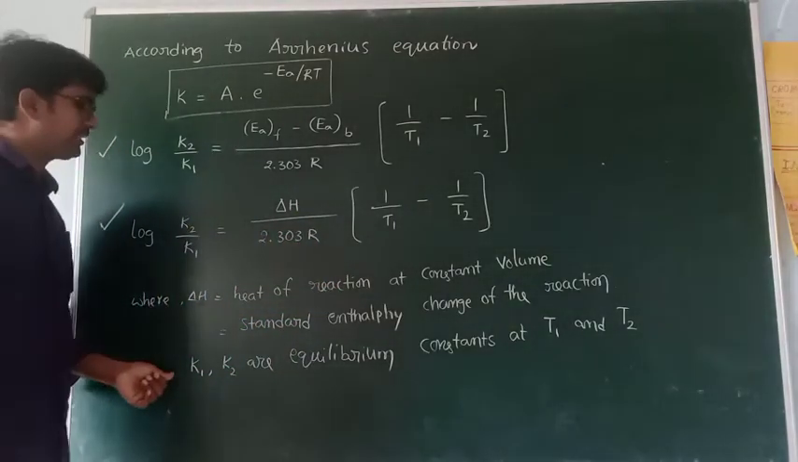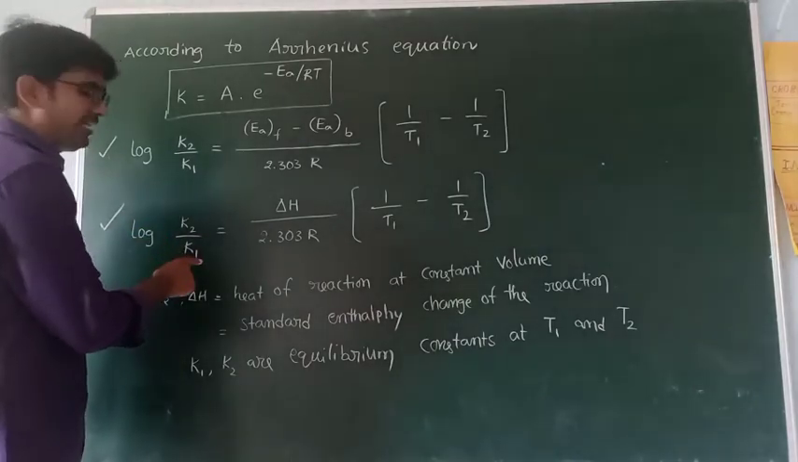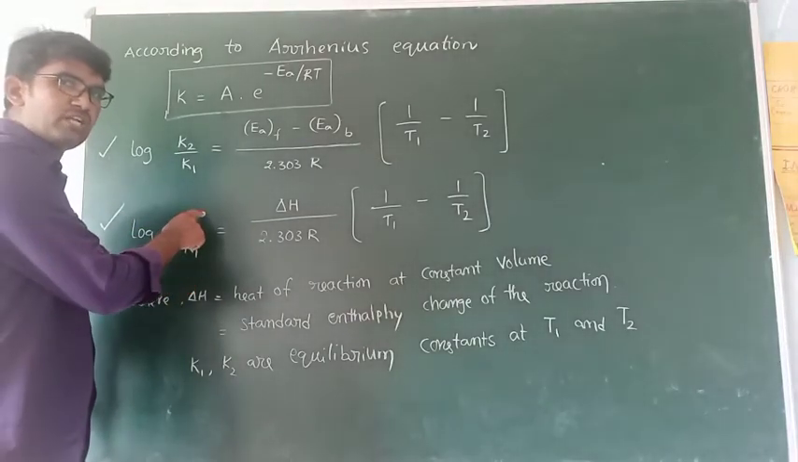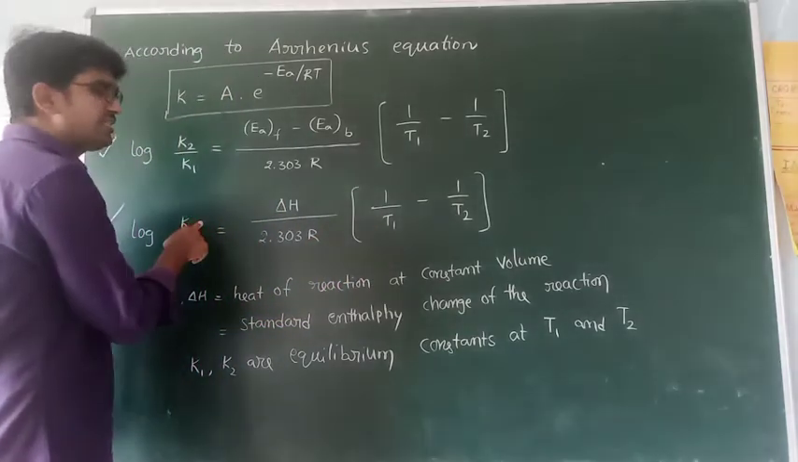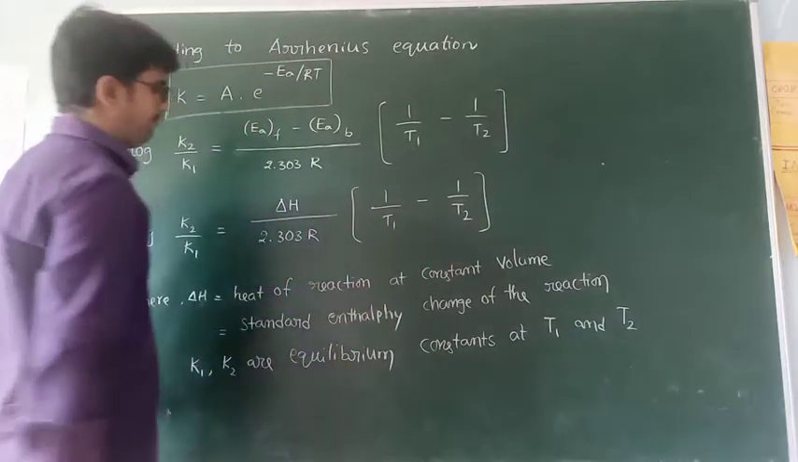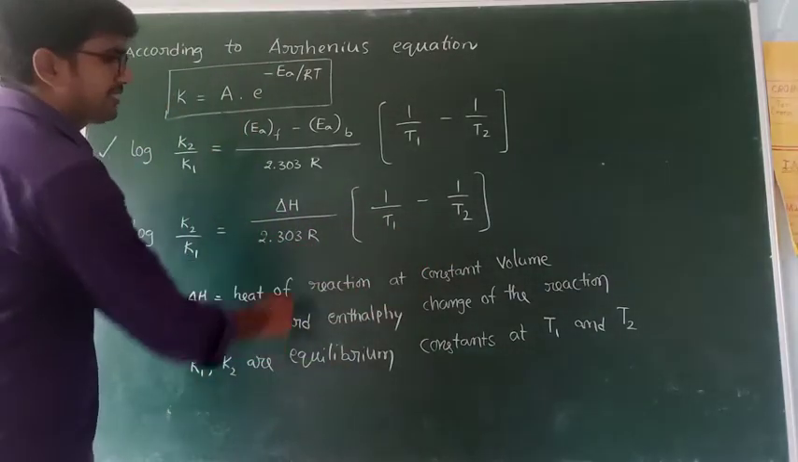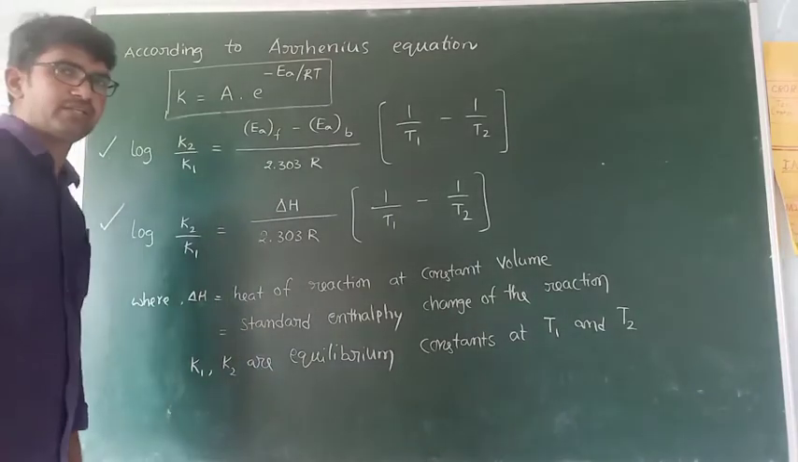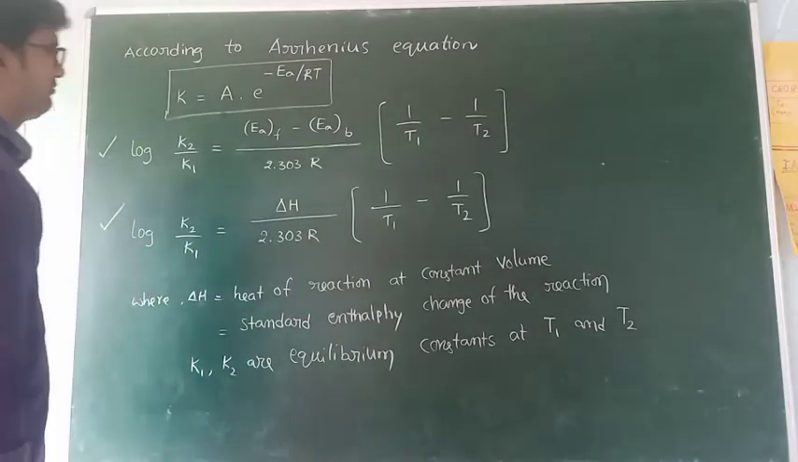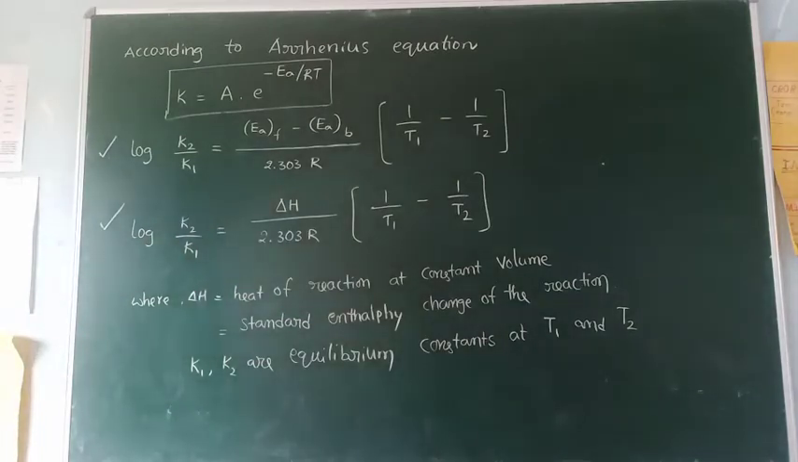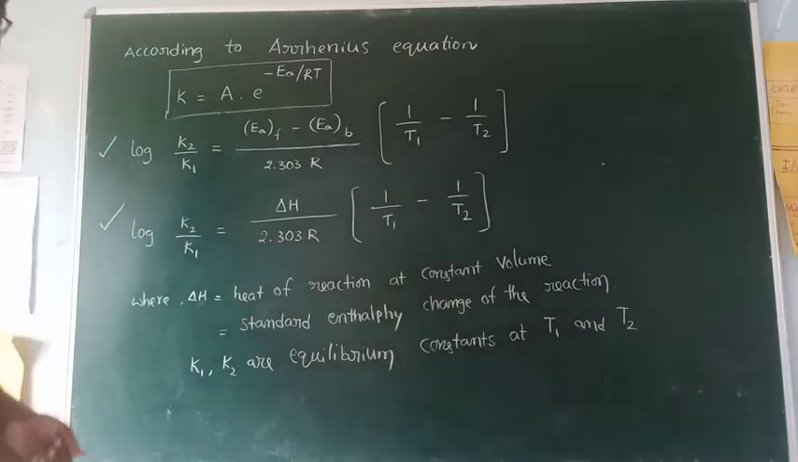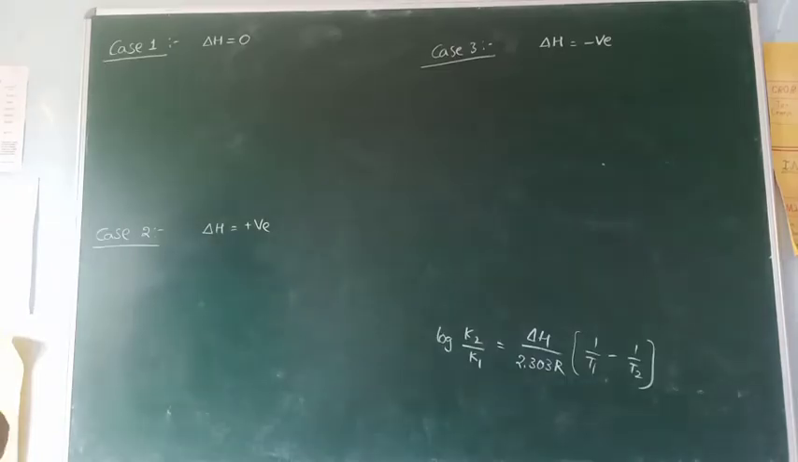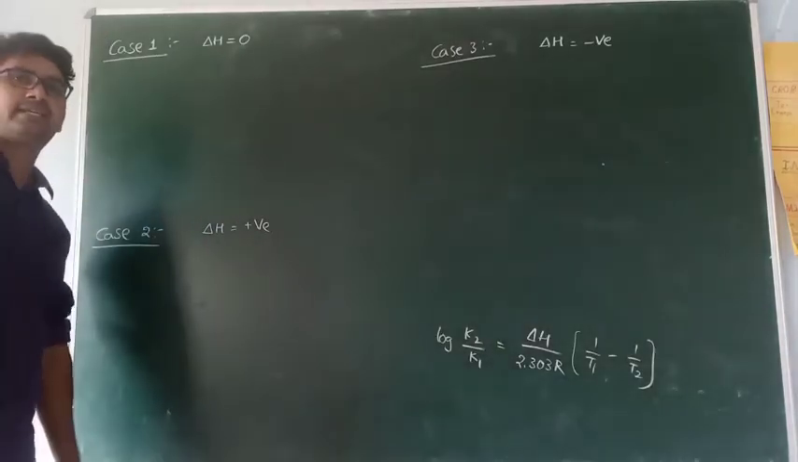Okay, right. Next, K1 and K2. K1 is the rate constant at temperature T1, and K2 is the rate constant at temperature T2. And we know very well that R is the gas constant. So this is about the effect of temperature on the equilibrium constant. Now we observe three cases of how it changes with temperature.